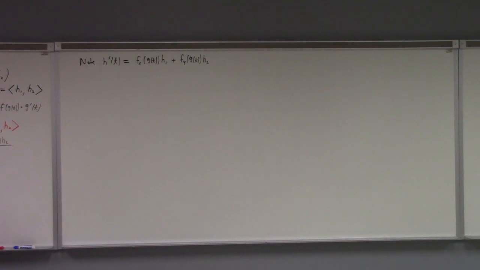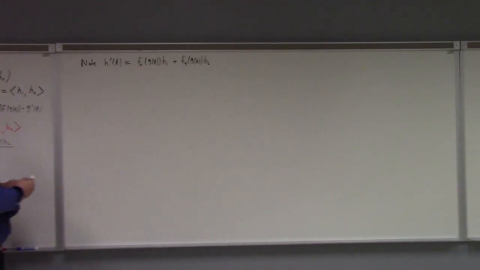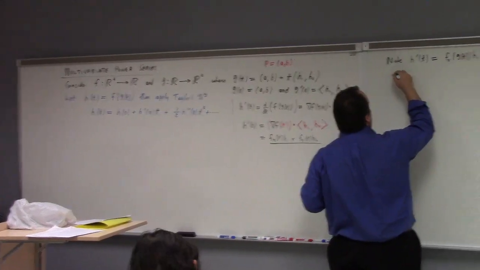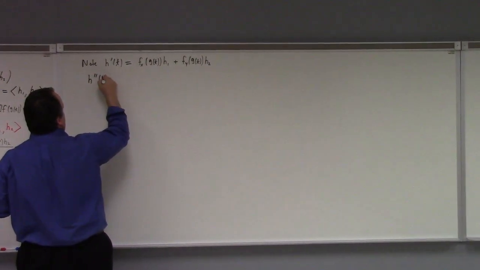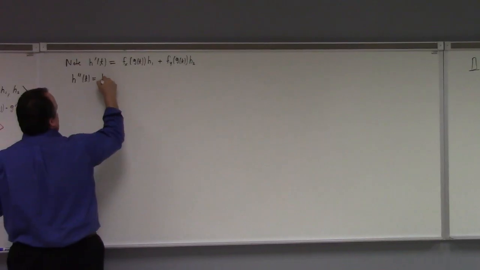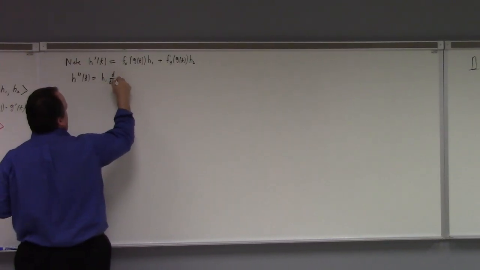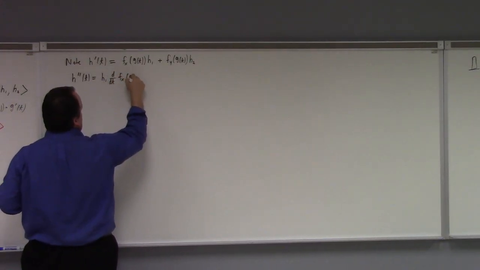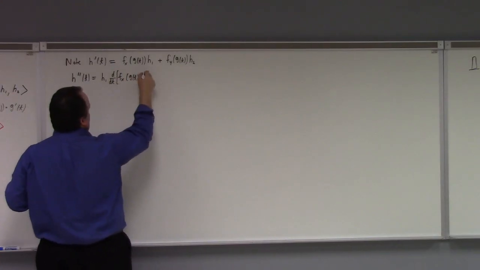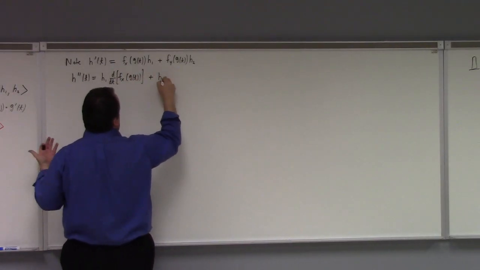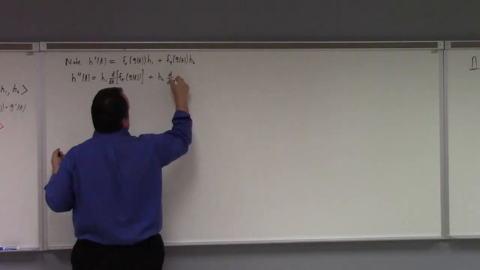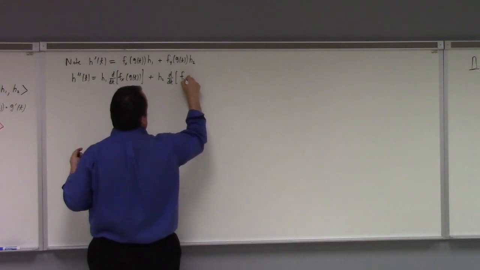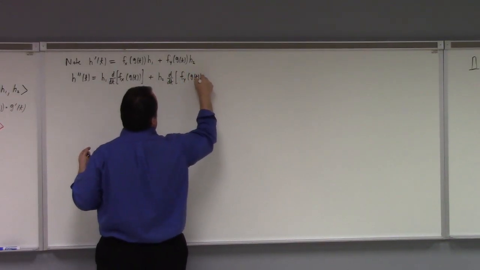So that's h prime of t. Now, for the sake of putting together this Taylor's theorem, we need to calculate h prime prime of t, right? So how do you take the second derivative here? We've got h prime prime of t. So look, we've got h1 times d/dt of f sub x of g of t. See that? And then plus h2, that h2 is just a constant, times d/dt of f sub y of g of t.